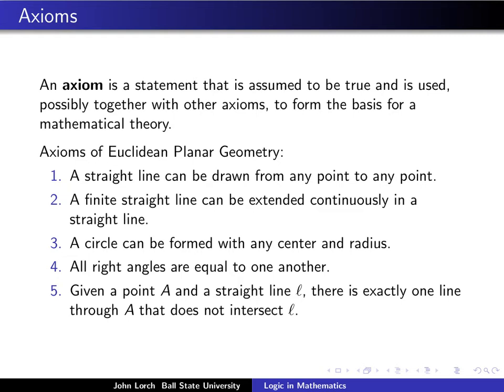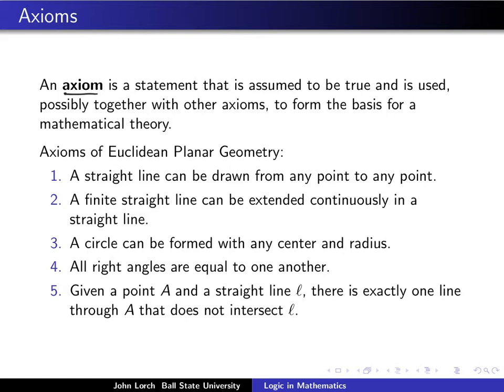So an axiom is an object that is crucial and in fact foundational for any mathematical theory. An axiom is a statement that is assumed to be true and is used possibly together with other axioms to form the basis for a mathematical theory. So you can think about an axiom as sort of a beginning for a mathematical theory. Theory must begin somewhere, and it begins with these fundamental assumptions that are regarded as being true by reasonable people.